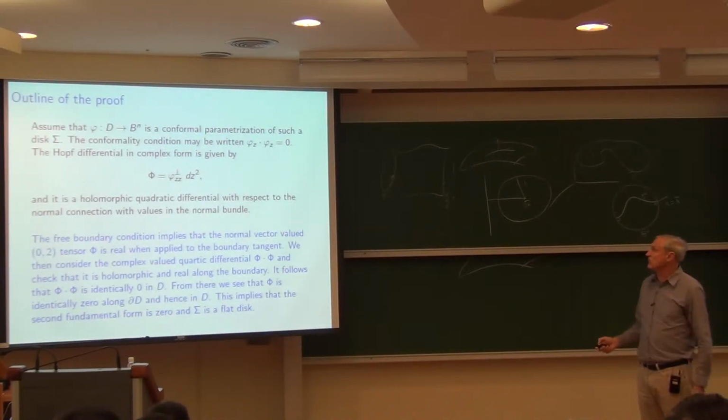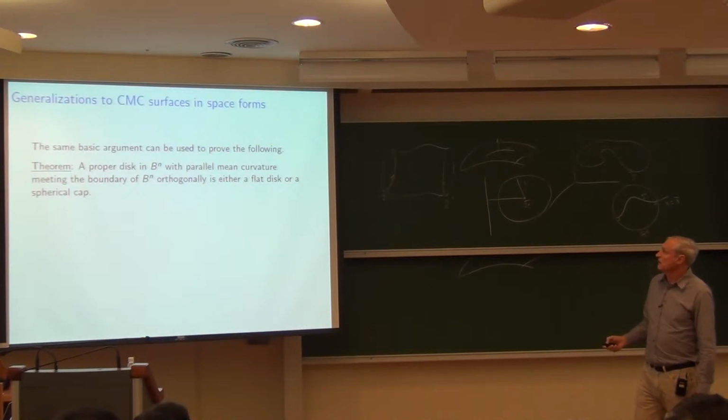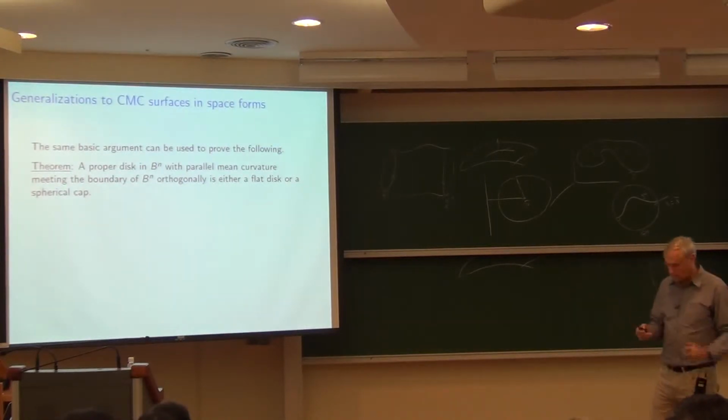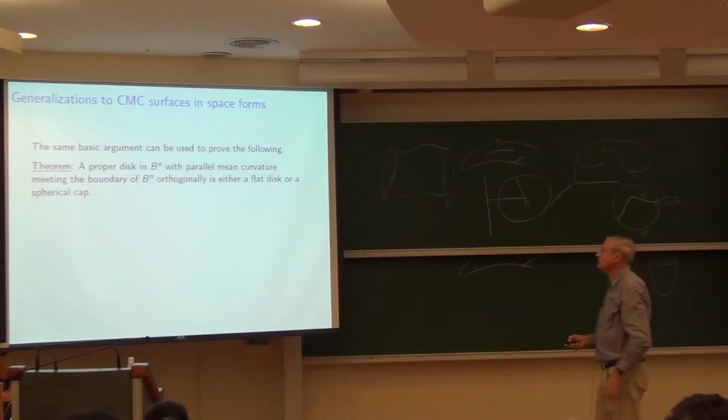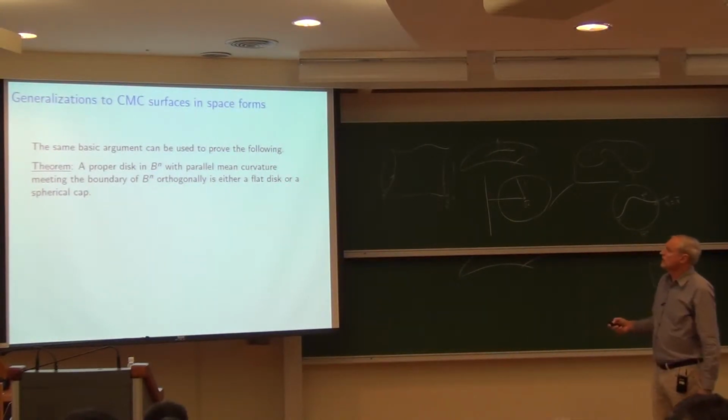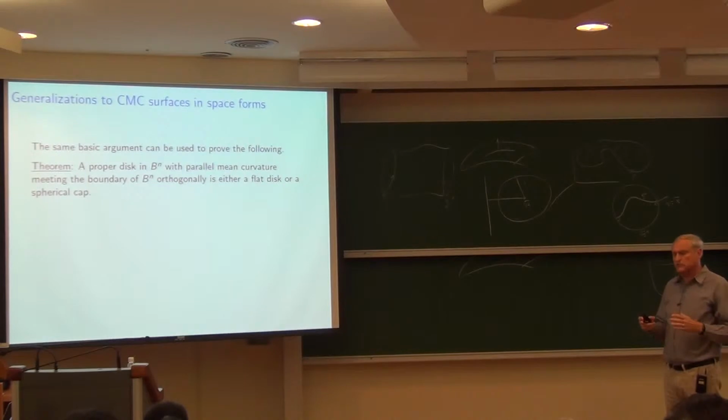Okay, and so that implies the second fundamental form is zero, so sigma is a flat disk. This actually came as quite a surprise to us, just following the analogy with the sphere. So let me just say that the result is also true for surfaces of constant mean curvature. Actually, Richard originally proved it here for constant mean curvature surfaces, and in fact, this generalizes that too. So you have to assume parallel mean curvature.